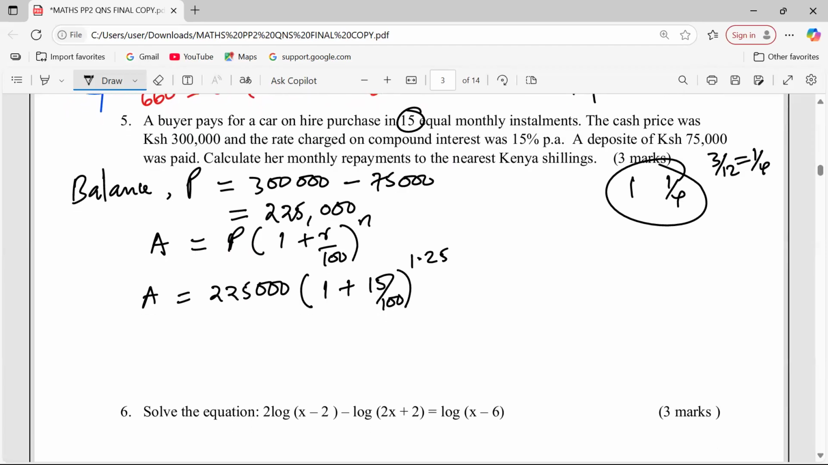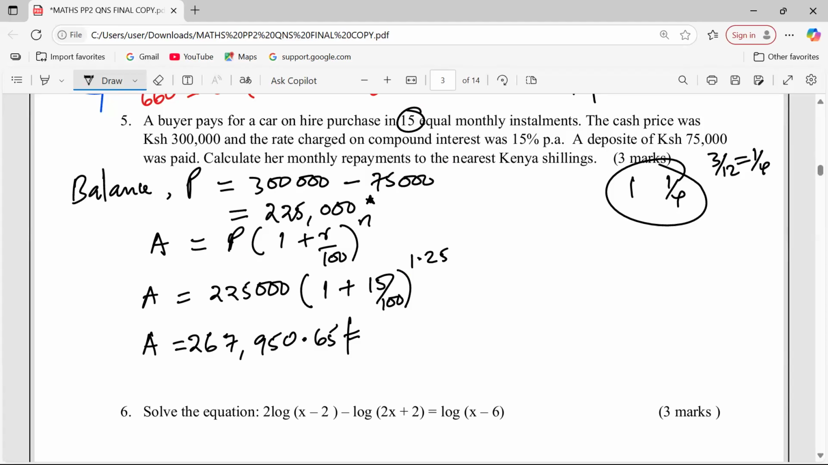So this will give us what? The amount which will have been earned. In other words, instead of this lady paying cash for the car, she paid a deposit, and instead of the balance of 225,000, she will end up paying a certain amount, which we are about to calculate. Then we multiply this by 225,000. Yeah, so I'm getting 267,950.65 Kenya shillings. This is the amount she will end up paying instead of this.